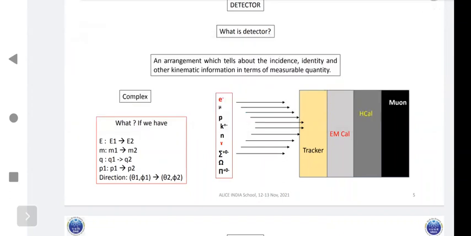So the muon comes last. Now, can anybody tell what happens if we put all these blocks in reverse? First the muon, then the H-cal, then the EM-cal, then the tracker. Will it work?